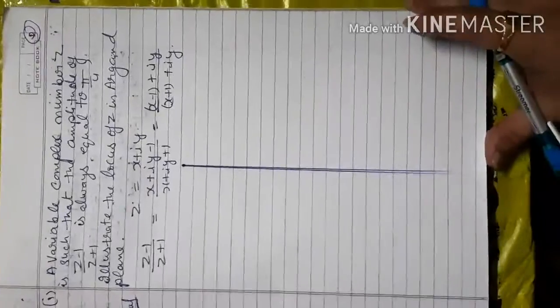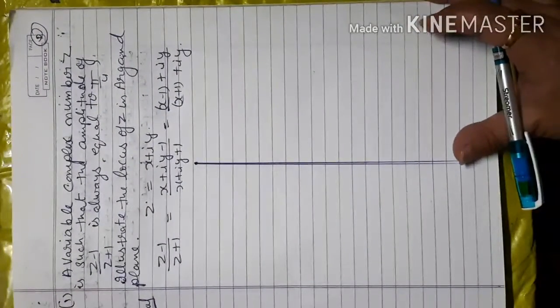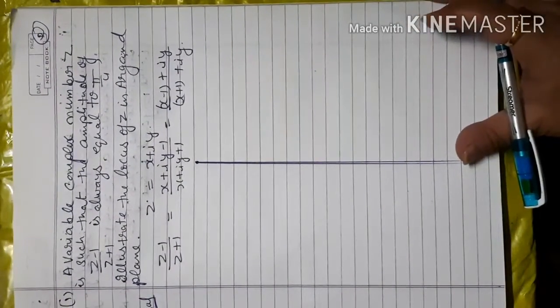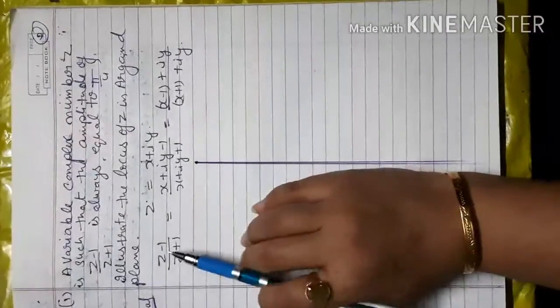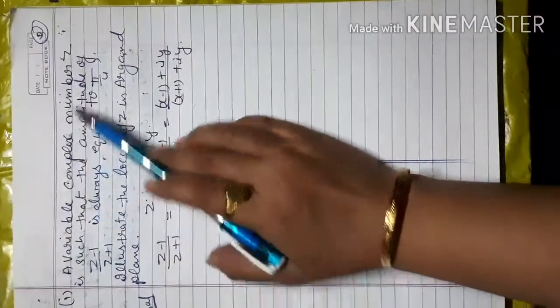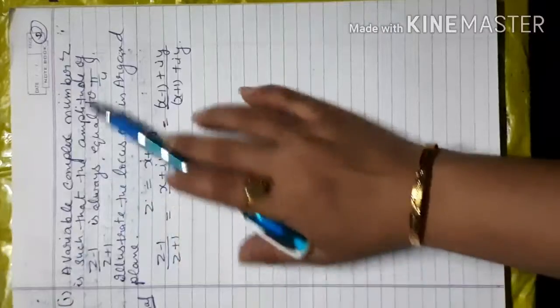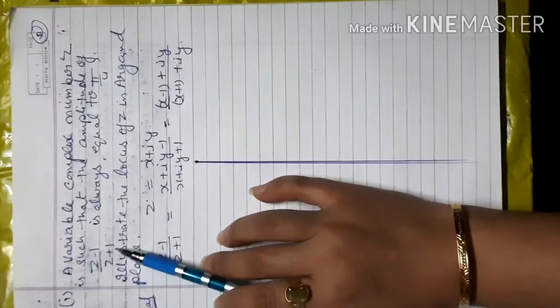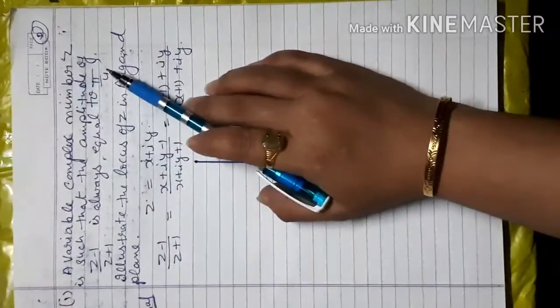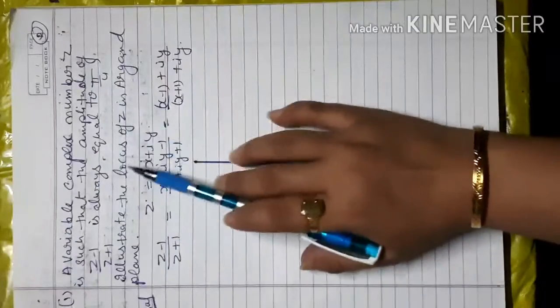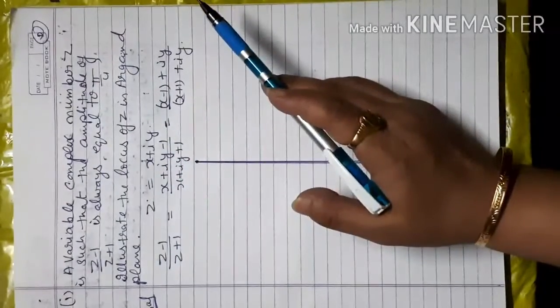So that will be clear in this question that I already sent you yesterday as an assignment also. In this question, we have a variable complex number z such that the amplitude of (z minus 1) upon (z plus 1) is always equal to pi by 4, so you have to find the location of the complex number in the Argand plane.